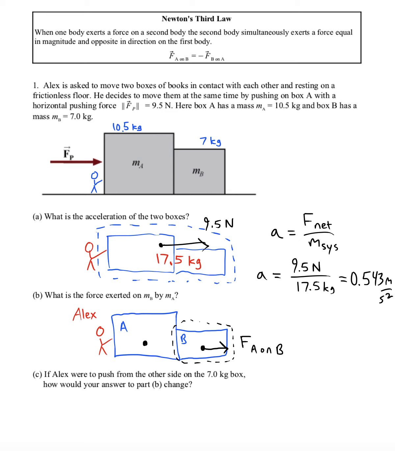And this is where Newton's third law comes into play. If box A pushes on B in the forward direction to the right, then box B has to push back on A with the same magnitude but opposite direction. And this will be the force of B on A.